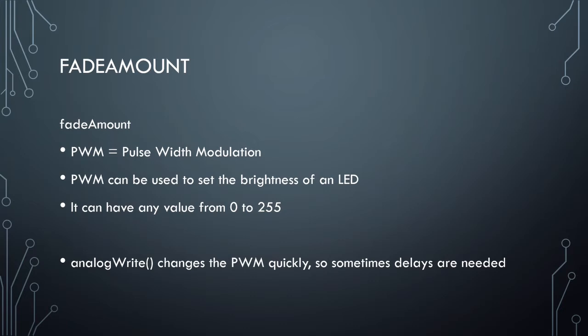So if we need to see that visually, sometimes we have to introduce delays so that we can see the fade. So I think when we take a look at the code, that will help provide a little bit more context of how we would set up an analog write command.